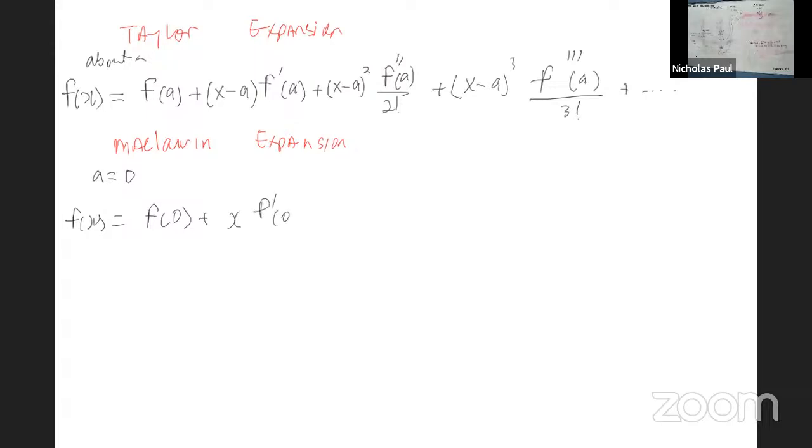So it will be f of x is equal to the same formula as above, except a is 0. x f prime 0 plus x squared f double prime 0 over 2 factorial plus x cubed f triple prime 0 all over 3 factorial. That's it. Those are your expansions, and I want to show you how to use it now.